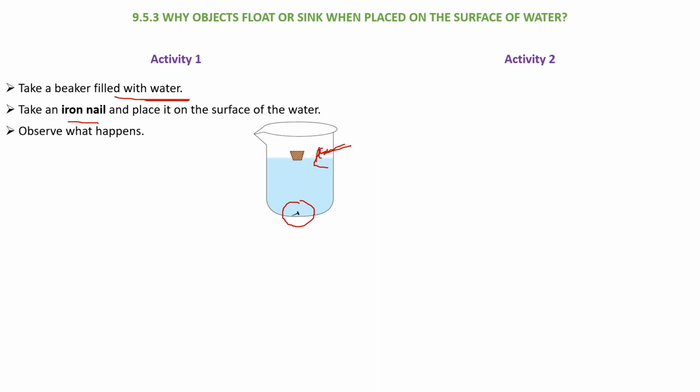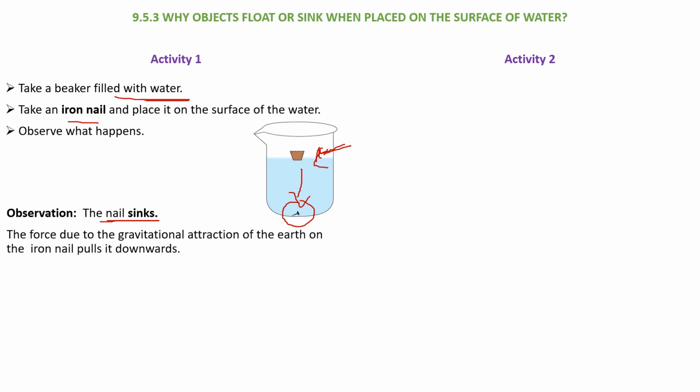Observe what happens. It will sink, correct? Observe, the nail sinks. Wow, we learned something. Oh, we know it already anyway, right? So what did we learn from it? The force due to gravitational attraction of the Earth on the iron nail pulls downwards. Because what is weight? Weight is equal to m into g. See, this m is quite more for the nail, right? So this gravitational force is more than the buoyant force, so it was able to sink.